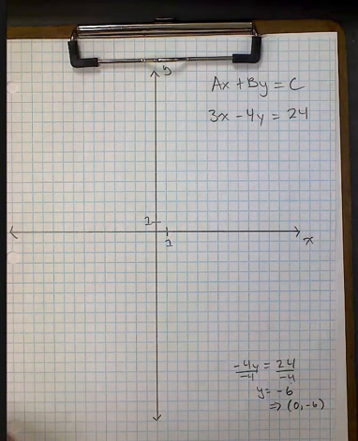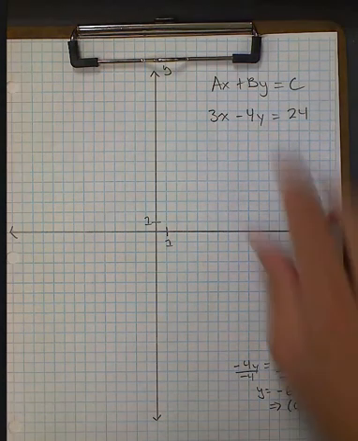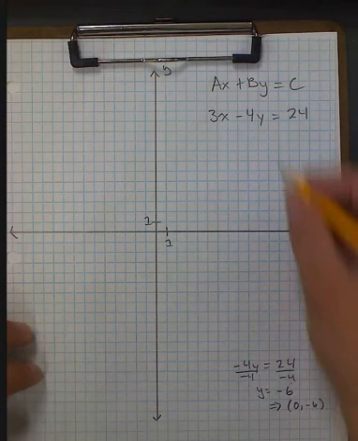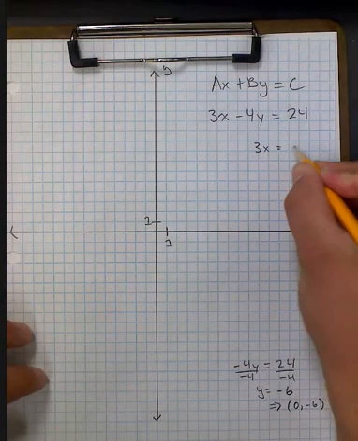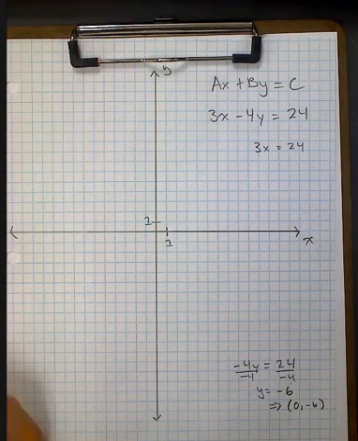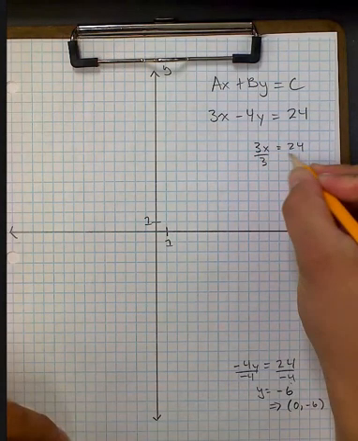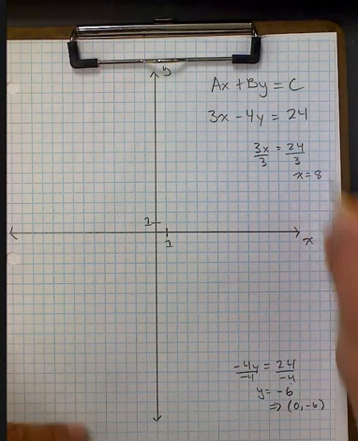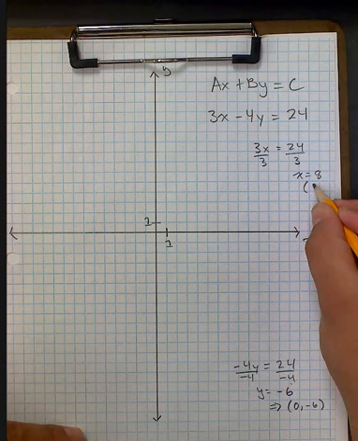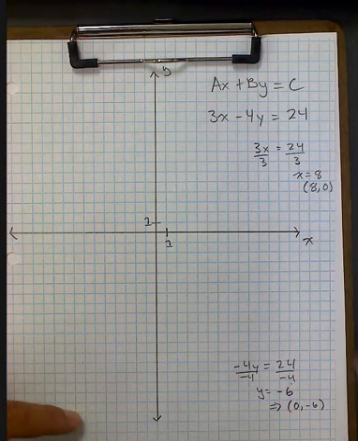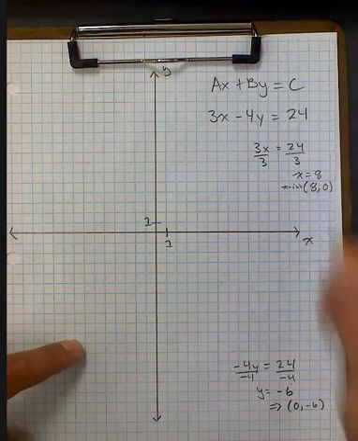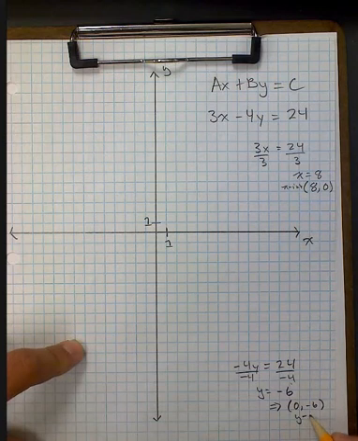Okay? And then to find the x-intercept, what I do is cover up everything with the y. What I'm left with is 3x is equal to 24. To solve for x, I divide by 3 on both sides of the equal sign, and what I get is x is equal to 8, and that means the point 8, 0 is the x-intercept. So here's the x-intercept, and the y-intercept.